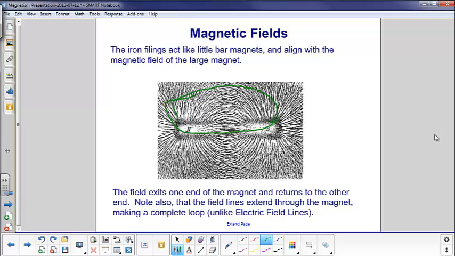Magnetic field lines always make loops, unlike electric field lines, where you could have a positive charge here and a negative charge over here, and the field lines just do this. There's no loop there, okay? Magnetic field lines have to form a complete loop.